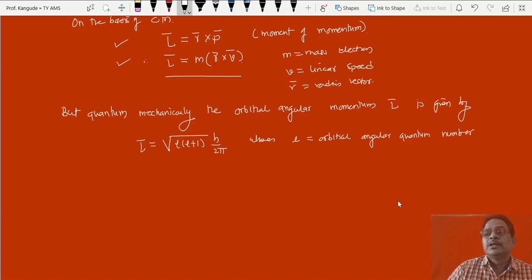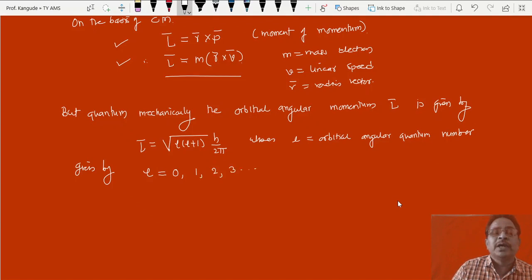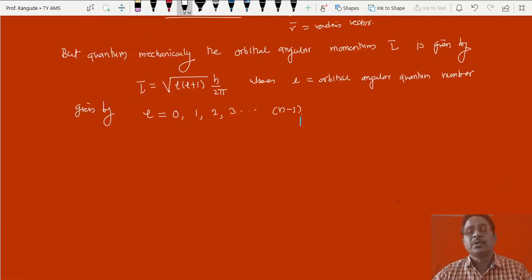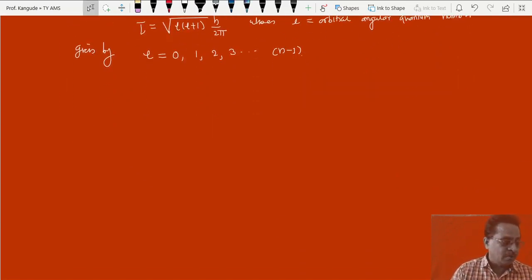Again, try to understand: this capital L is a physical quantity, it has dimensions, it has units, but this small l is purely a number. It is the orbital angular momentum quantum number. And as already discussed, this l can have values 0, 1, 2, 3, 4, etc., up to n minus 1. So based upon n, l will be decided.